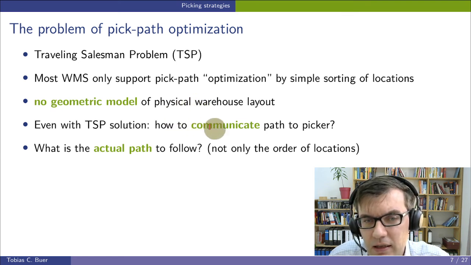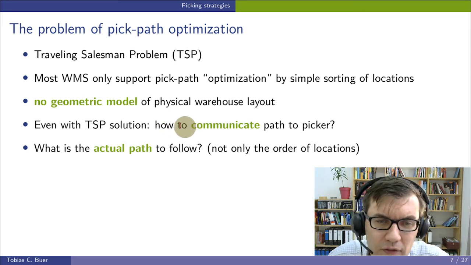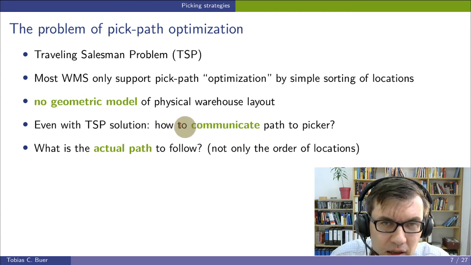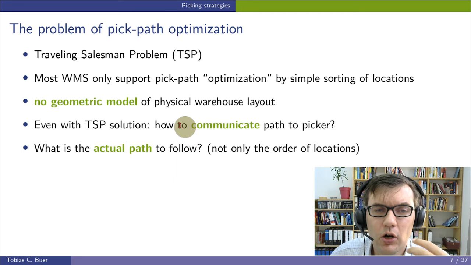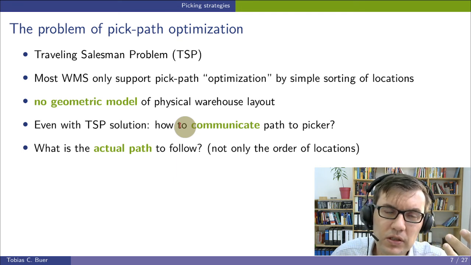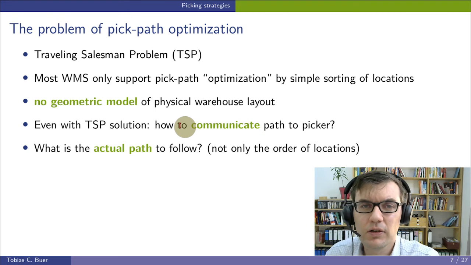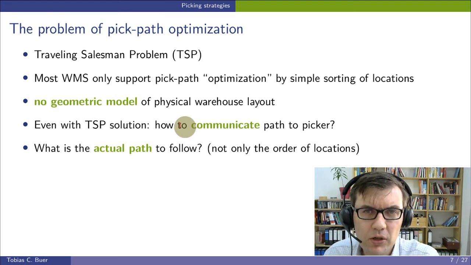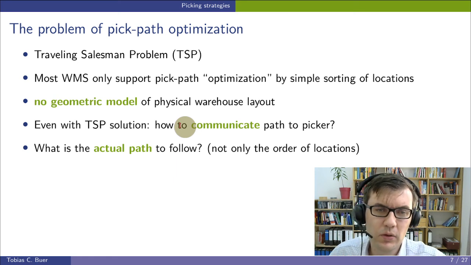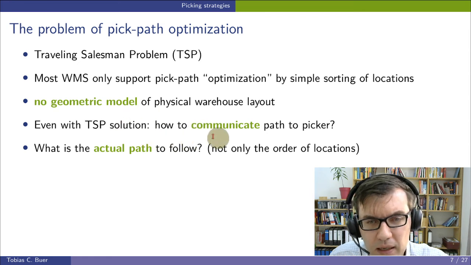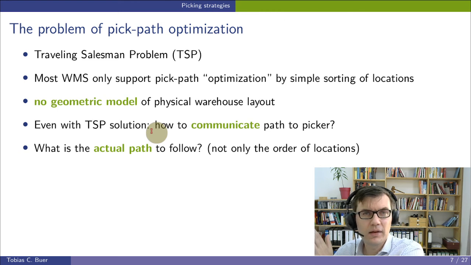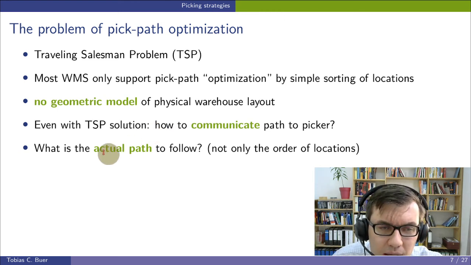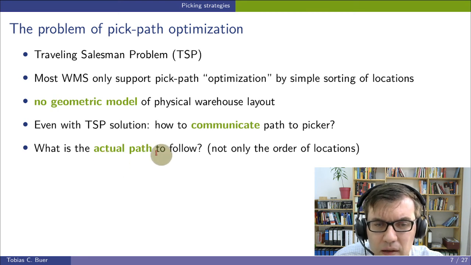And then the human might have a theoretically clear instruction, but is not able to follow these instructions. So our optimization on the computer system is not translated into an optimization of the human picker because the human picker does not understand the instructions. The human picker might know about the sequence in which he should pick the items, but what is the actual path he should follow?